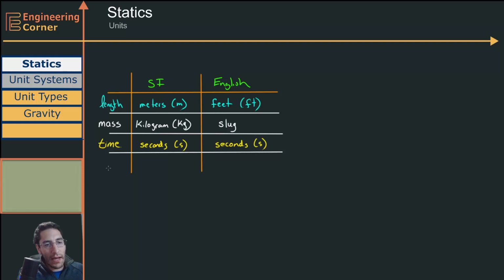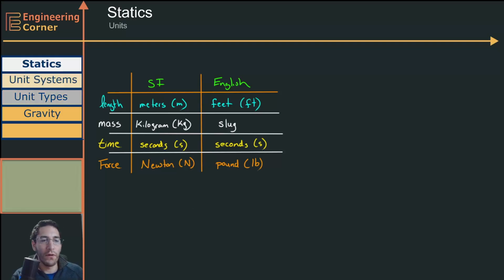And then finally, I want to look at what a force is. In SI units, a force is a unit of a Newton. And in English units, force is a unit of a pound. So Newton is a capital N, pound is a lowercase lb.